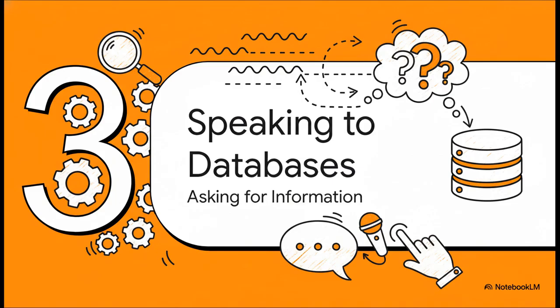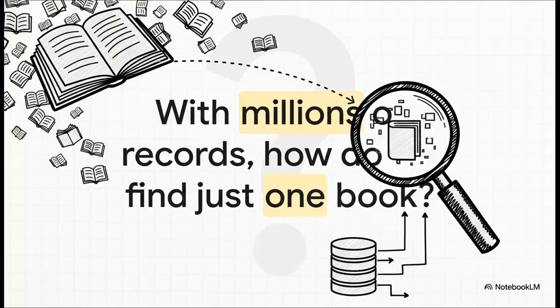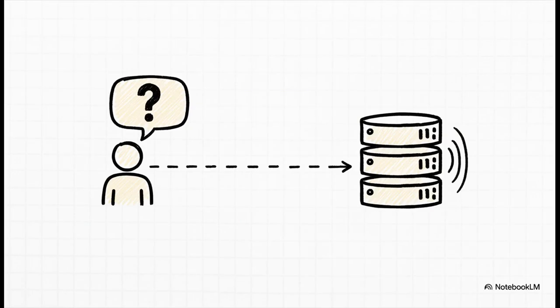But how do we actually get information out of it? How do we ask the database to find one specific thing for us? I mean, imagine if this table didn't have 5 books, but 5 million. You're definitely not going to scroll through all of that to find the one you're looking for. There's got to be a better way, right? And of course, there is. We actually talk to the database by asking it questions. And we do this using a special language called SQL, which stands for Structured Query Language.